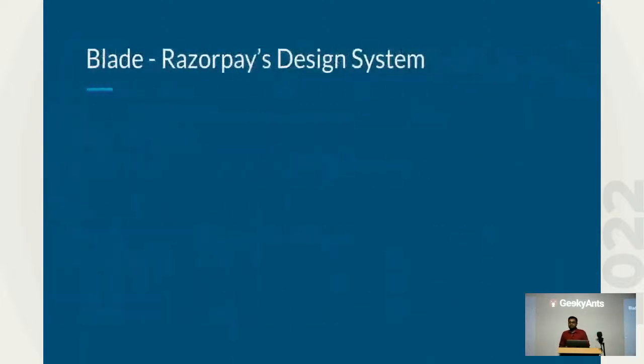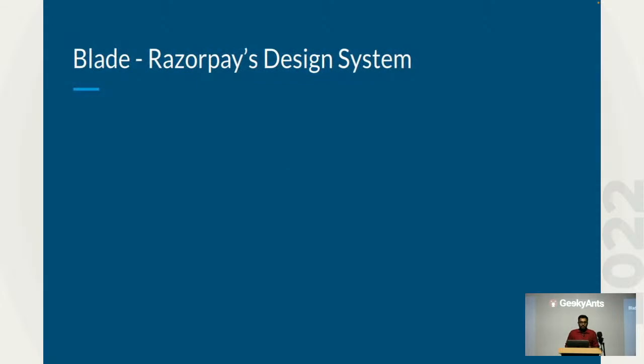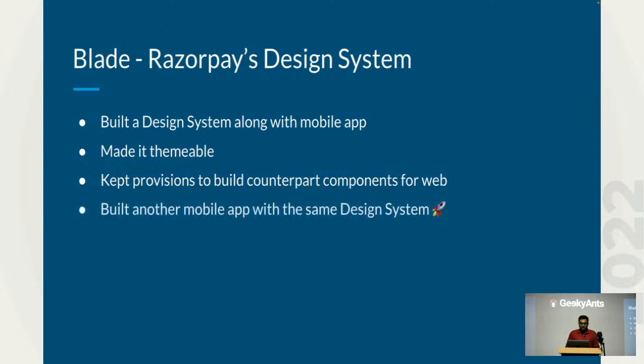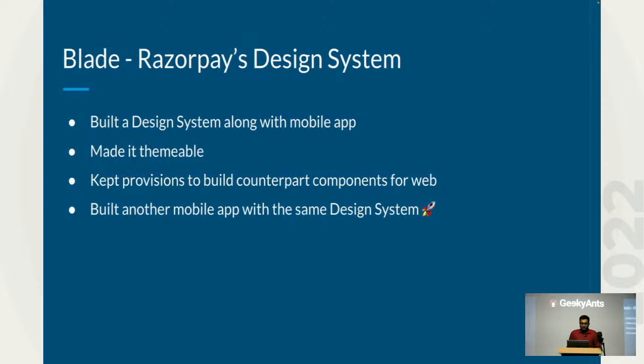So before we look into tips, I'll talk a little bit about how I almost probably got fired from Razorpay while building a design system. About 2 years ago, we started building a mobile app, and we decided to build a design system with the mobile app. Because it was with React Native, we built it. We also made it themable so that you can theme it later on if you want. We kept provisions to build web counterparts so that if we need web components as well after React Native, we can do that. We built another mobile app with the same design system, one with light theme, one with dark theme, and it worked out brilliantly. And we were quite happy.